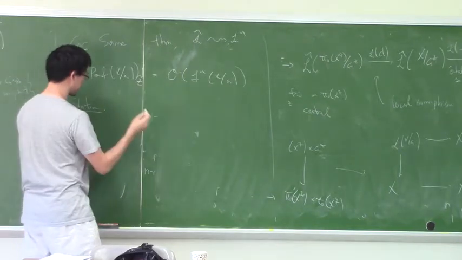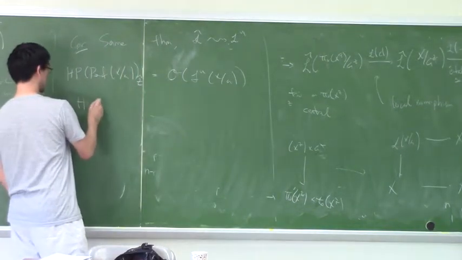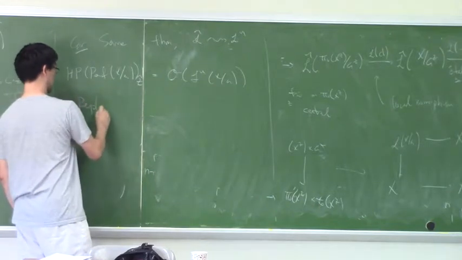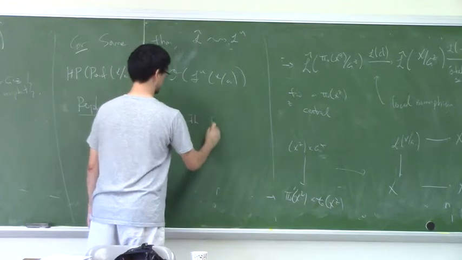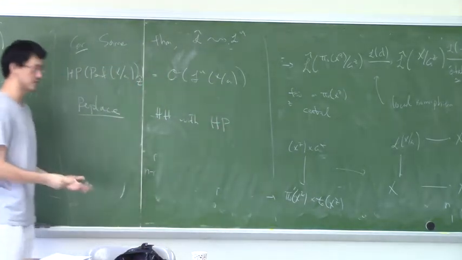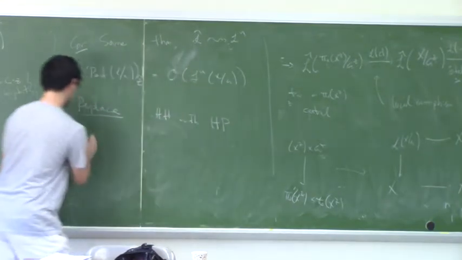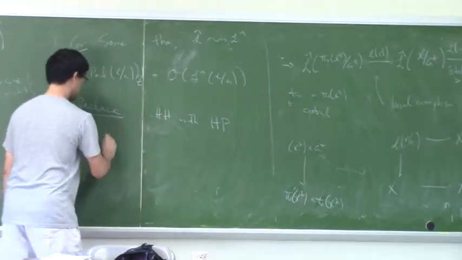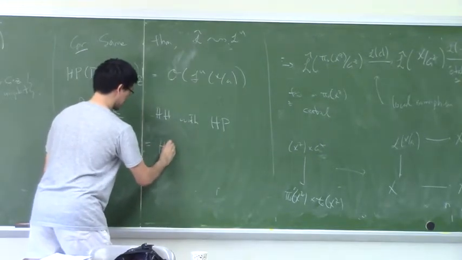So the solution, or I don't know, sort of the answer is you replace HH with HP. And this is kind of nice for two reasons. Sort of first, even in the case of a scheme, right, HP of X is the Betti cohomology of X.